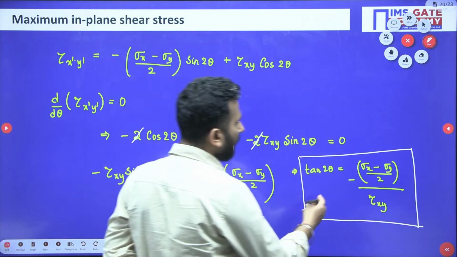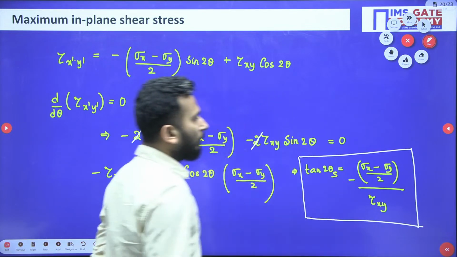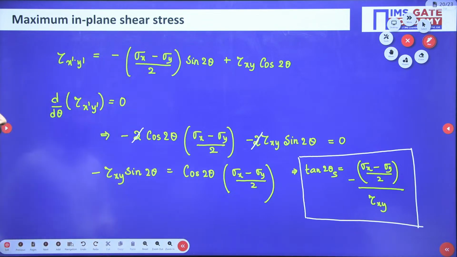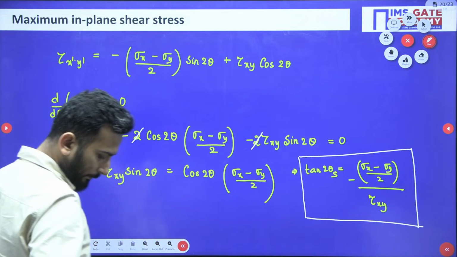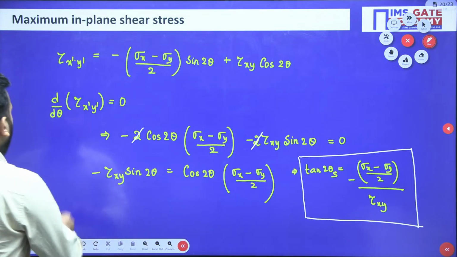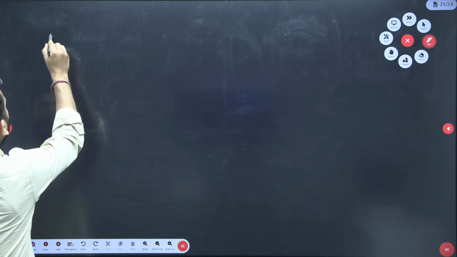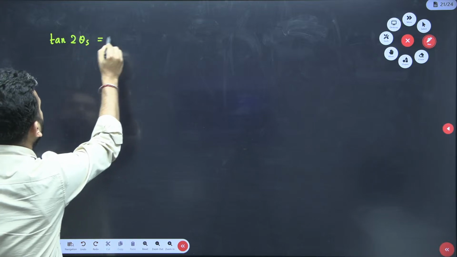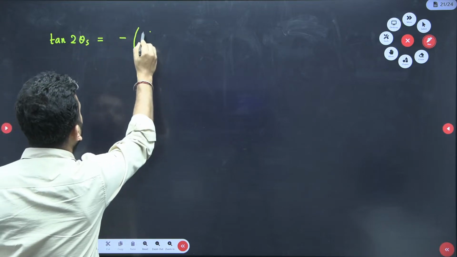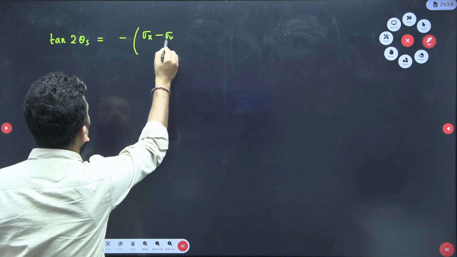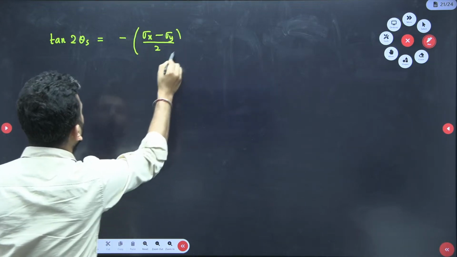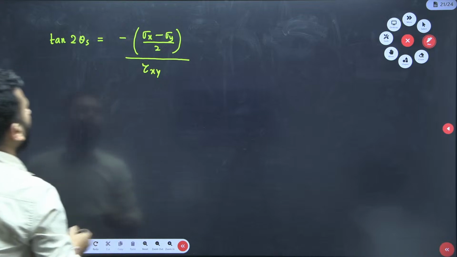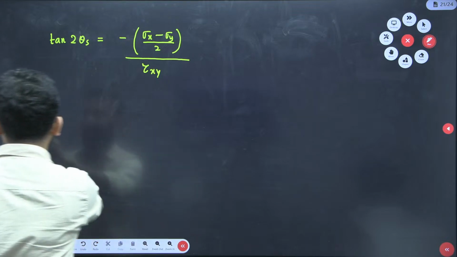So let me give it a name S. Why S? Because these are the planes of shear stresses. Okay. So what did we get? We got tan 2 theta S as minus (sigma x minus sigma y) by 2 divided by tau xy.